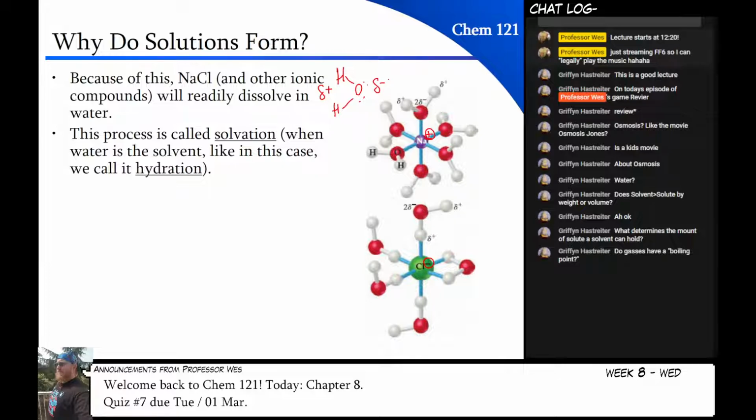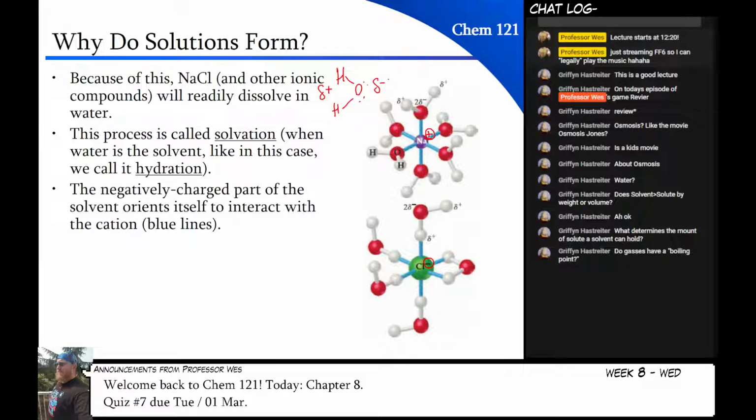And so what water does is it aligns the appropriate charge with the ion. For the positive ion, it would align the oxygen side because that's delta negative. For the negative ion, it would align the positive side, which is the hydrogen end, because that's the delta positive side. And the interaction of all of these surrounding each ion is enough to cause the solution to dissolve.